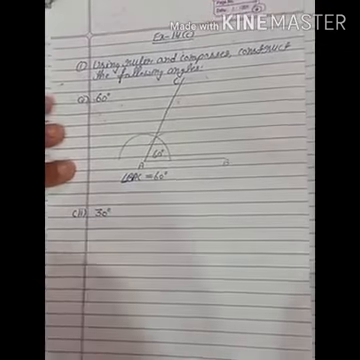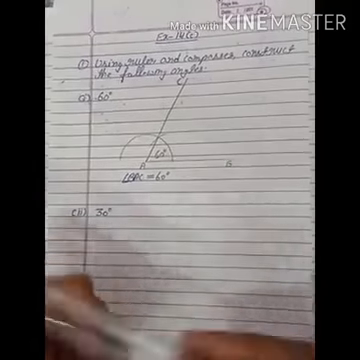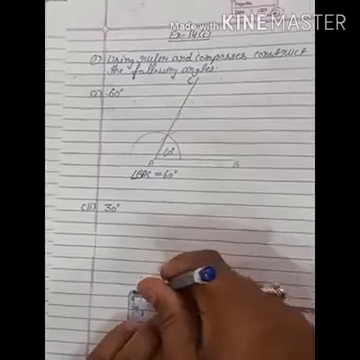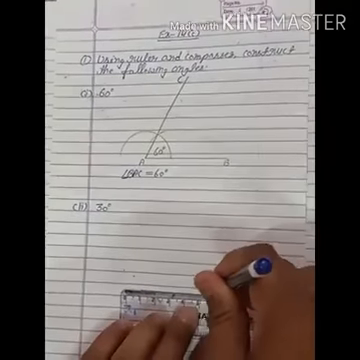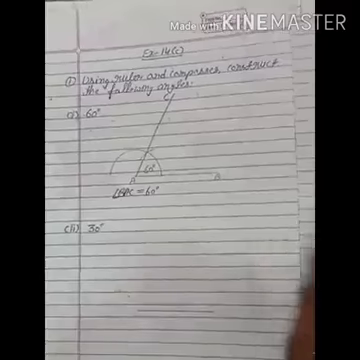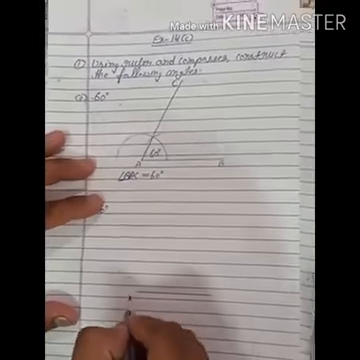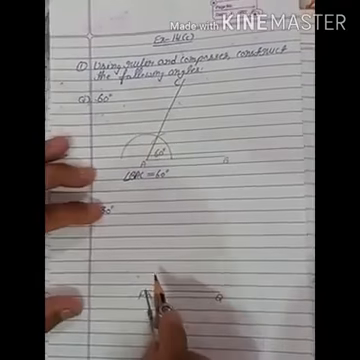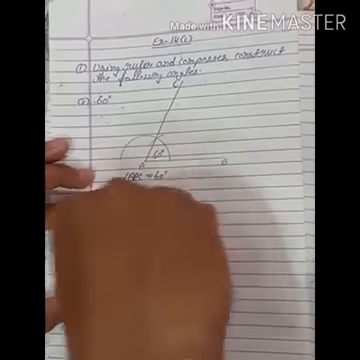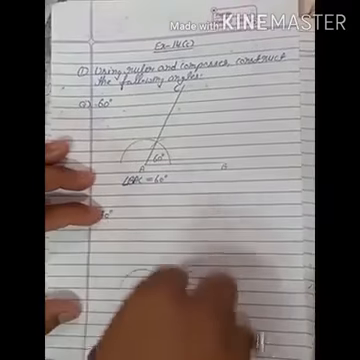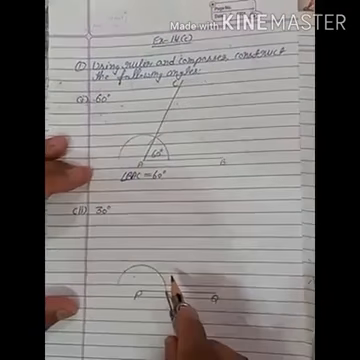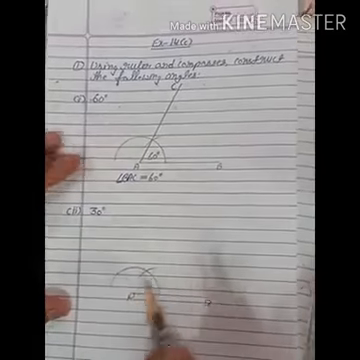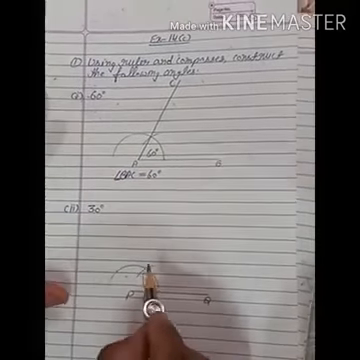Now about 30 degree. See students. So same, first of all we will draw a line like this of any length. Then we will give the name, we can give any name, PQ. Then from P we will cut an arc. Then from here we will cut an arc. So this arc is of 60 degree.